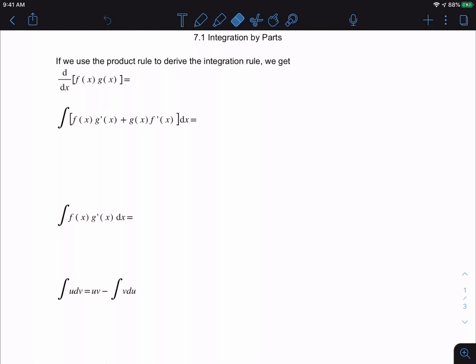Okay, so now we're off to chapter 7. And we're going to start off with something that you guys all totally remember from Calc 1, right? And that's the product rule. Can you guys tell me what the product rule is?